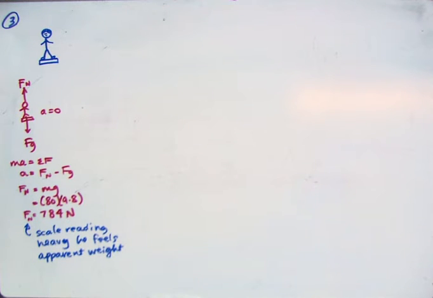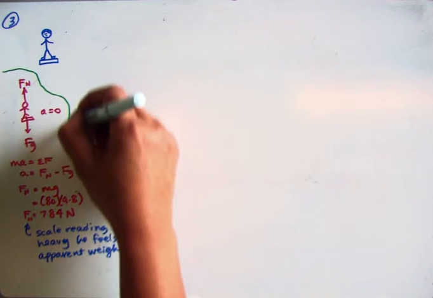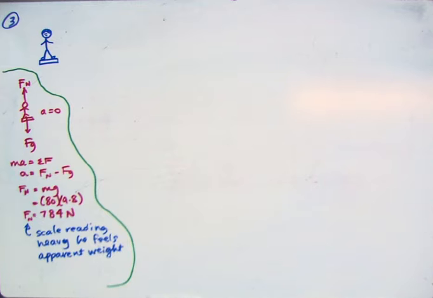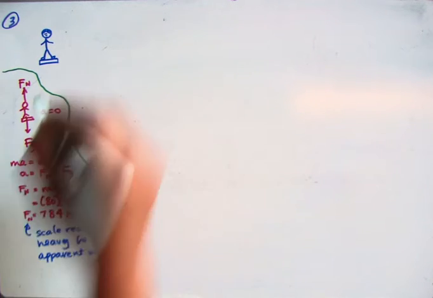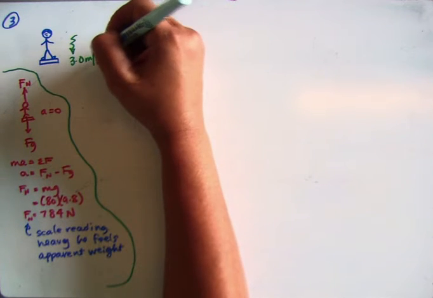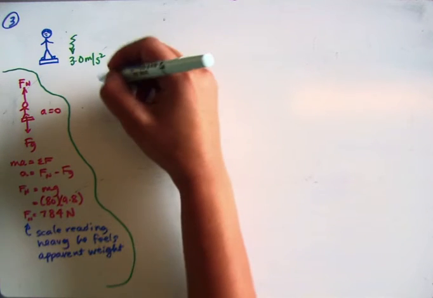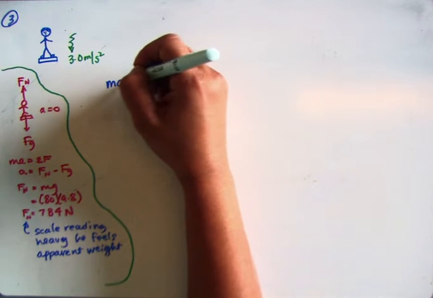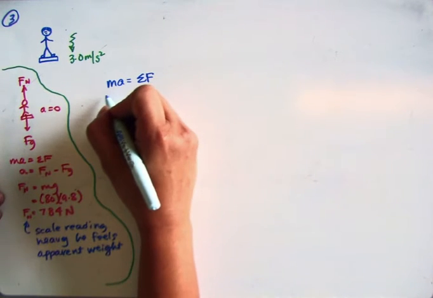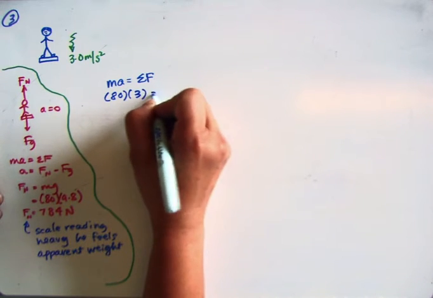Now we look at him and he's not in a zero frame of reference, so all this is kind of irrelevant. What is happening, they tell us, is that the elevator is accelerating down at 3 meters per second squared. So when we go to solve this, we're going to say MA equals the sum of the forces. We know the mass is 80. We know the A is 3. And what is the sum of the forces?